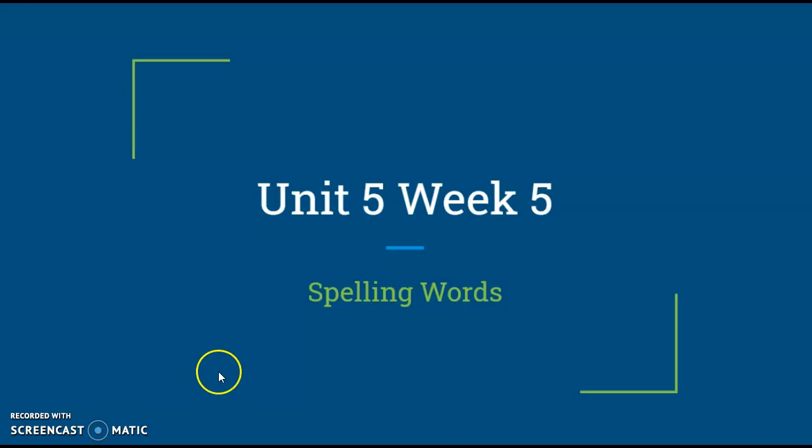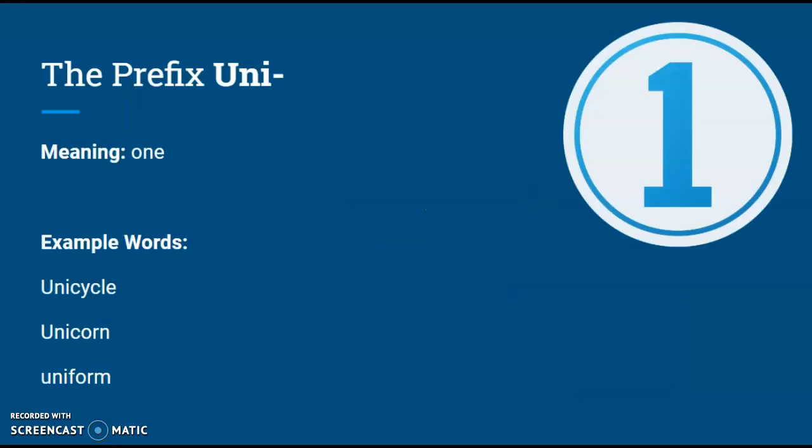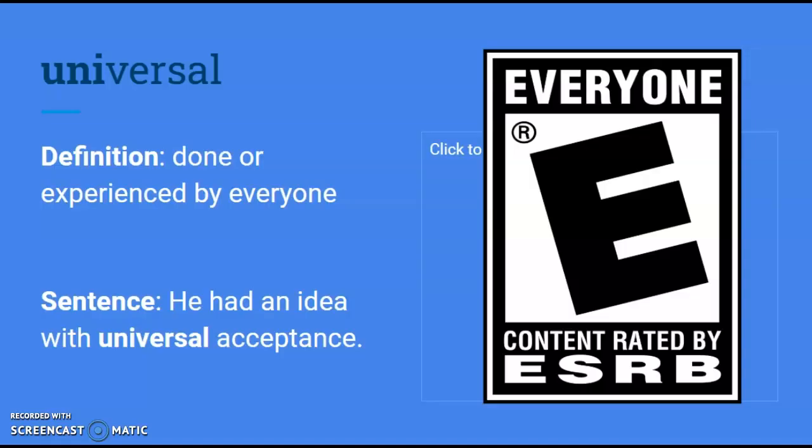Hey guys, I'm going to read through this week, Unit 5, Week 5 spelling words. We're going to first start with the prefix uni. You'll see a few words this week that have this prefix. When you see uni, it means one. Some example words could be unicycle, unicorn, or uniform.